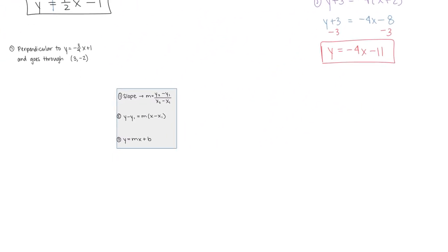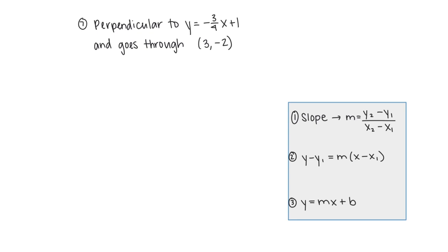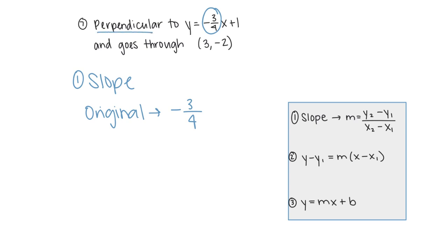Last one, similar, but they want perpendicular, okay? So my first step is always figure out the slope. My original slope of the line is what I'm going to look at first, -3/4. But now they're saying we want a perpendicular slope. So perpendicular is opposite reciprocal, or we say flip. Flip that minus to be a plus, and then flip that fraction. So our slope here, we just found, would be +4/3.